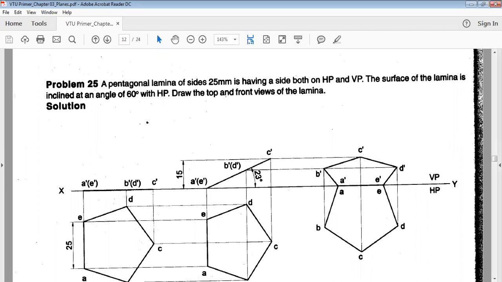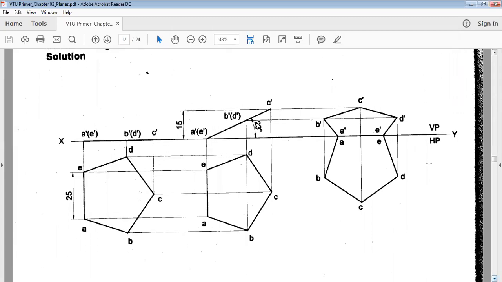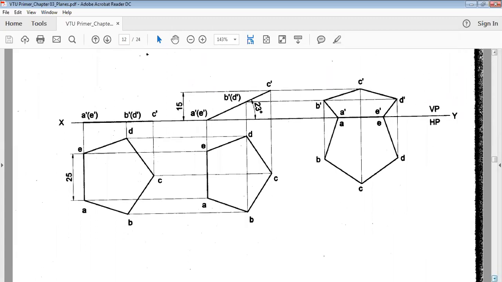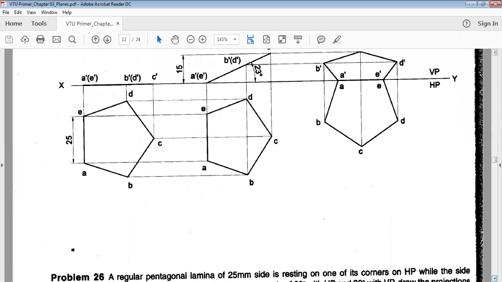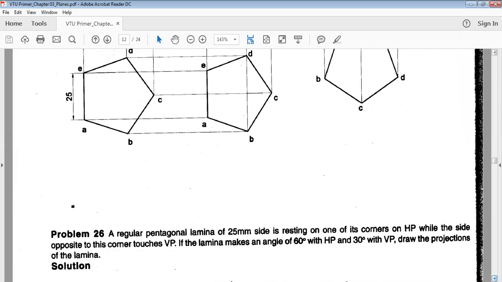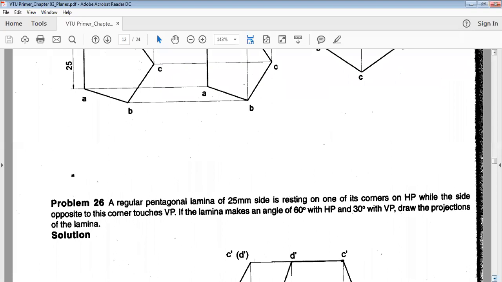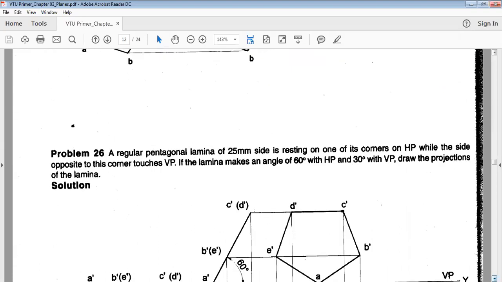Maybe this problem, I'll re-look into this problem. Maybe throughout this primer book there are some errors in the data. I think I have shared with your class the correction which is required in the V2 primer book.